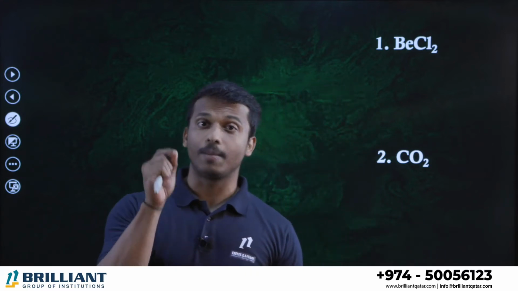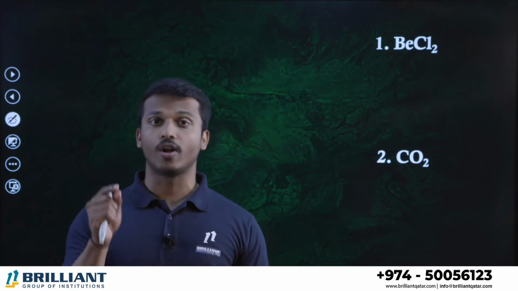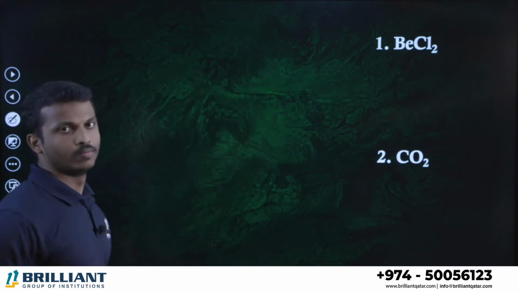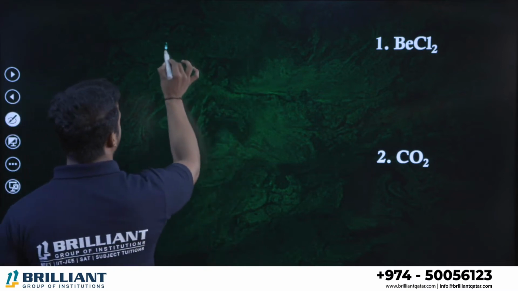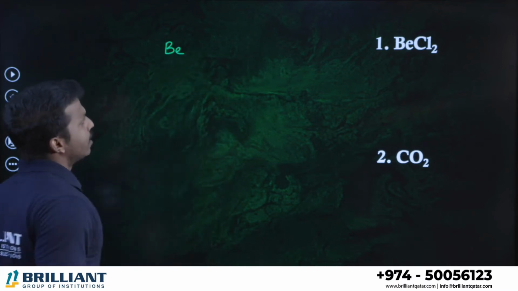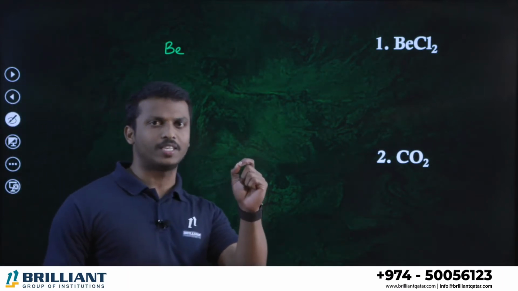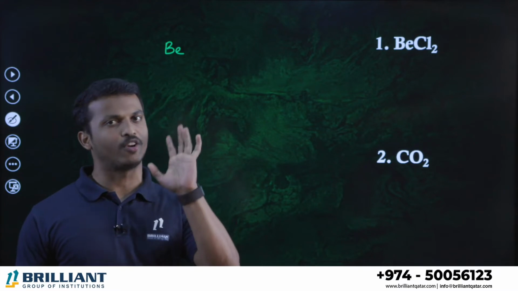Those compounds whose dipole moment is 0 are called non-polar molecules. Clear? Okay. BeCl2: the central atom is beryllium, and Cl2 means 2 chlorines are there. According to VSEPR theory, what is the geometry of BeCl2?